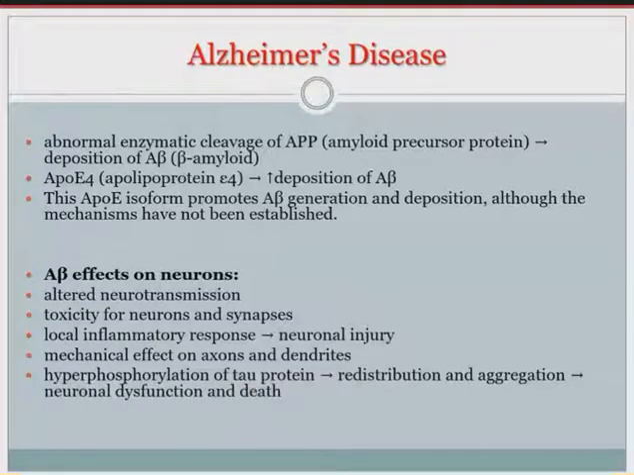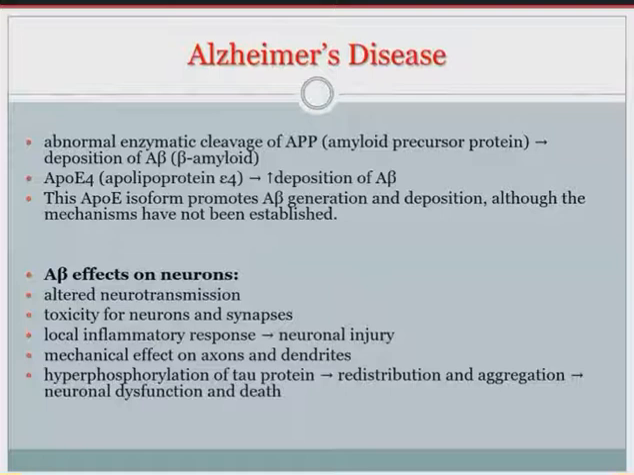There will be toxicity for neurons and synapses. Not only that, a local inflammatory response also occurs that will further lead to neuronal injury. Mechanical effects on axons and dendrites occur. The other thing in Alzheimer's disease is the hypophosphorylation of tau protein. Its redistribution and aggregation occurs, which leads to neuronal dysfunction and death.